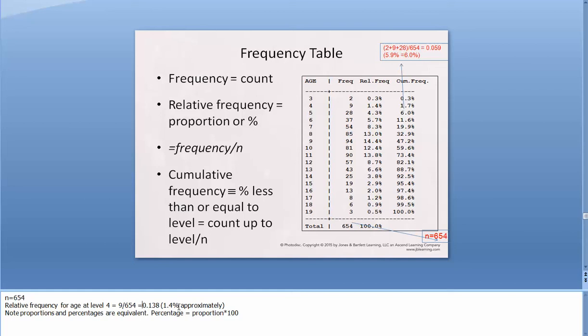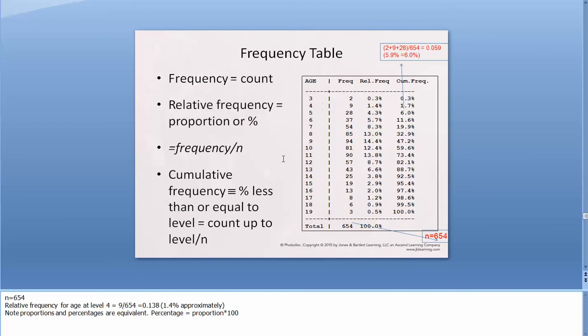Now, by the way, you know that proportions and percentages are equivalent, right? You can get the percentage by multiplying the proportion by 100. So that is what's being done in here. When you multiply 0.138 by 100, you get 13.8, which is rounded to 14, as it is done in this chart here. Okay? All right. So that's how you calculate the relative frequency.